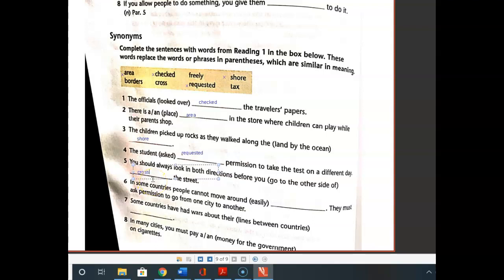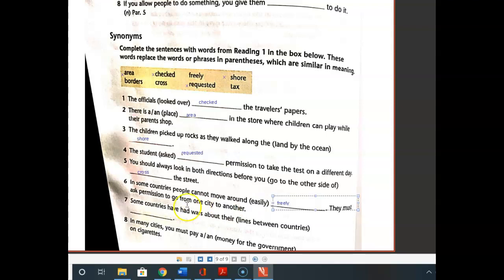Number 6, in some countries, people cannot move around easily. They must ask permission to go from one city to another. So we have borders, freely, and tax. So when you see that easily ends with ly, that means it's an adverb. The other one that means the same also ends in ly. So easily means freely, in a free way or an easy way.